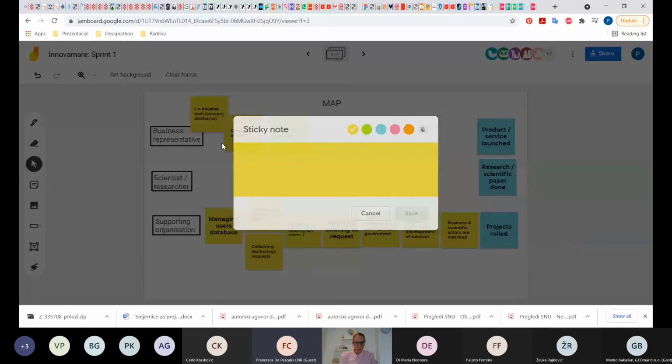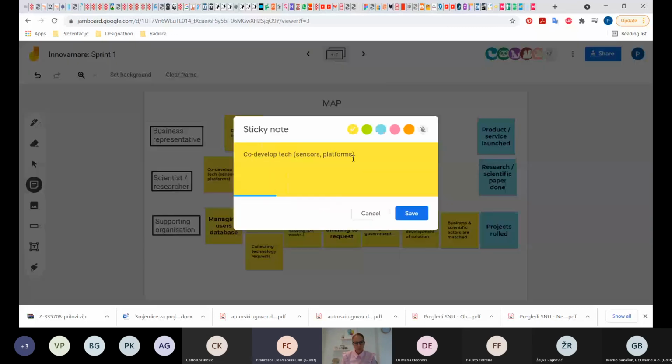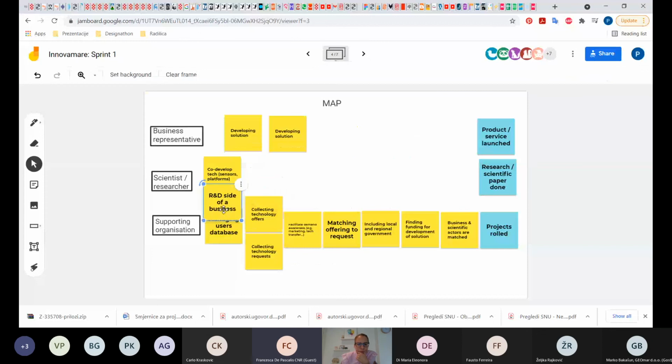Or we can, okay, always co-develop, but in the sense that we can be, let's say, the research and development side of some companies in this. Because we as researchers can propose new approaches in terms of, for example, informatic and IT approaches, or in terms of the use of artificial intelligence.